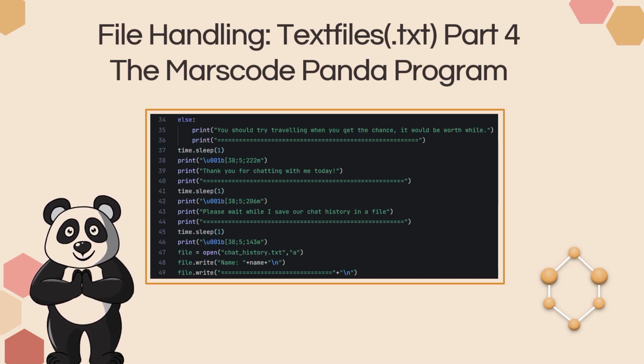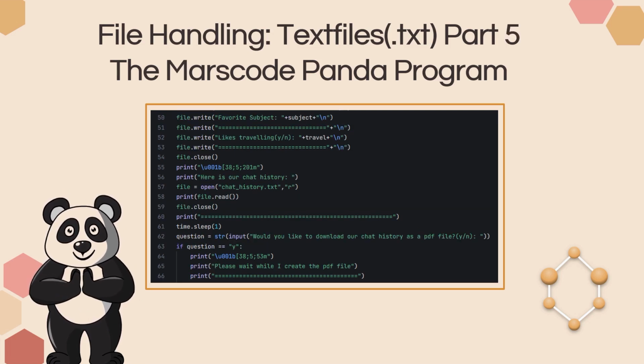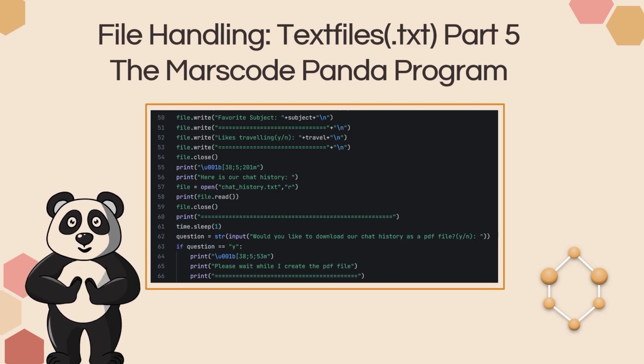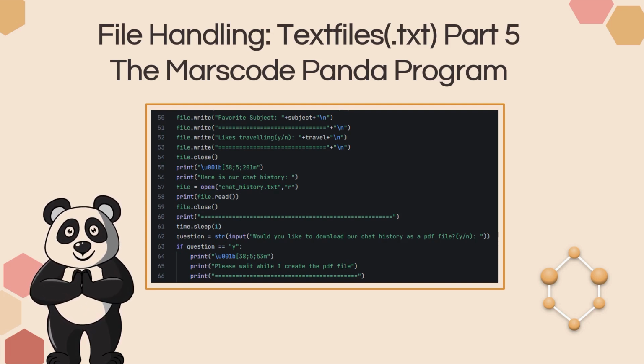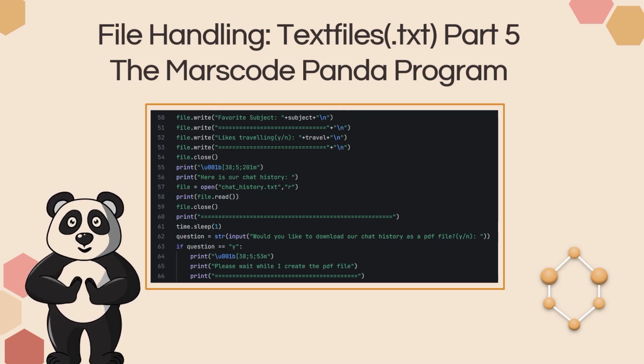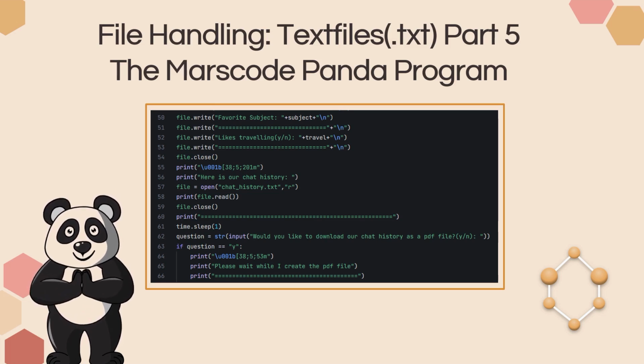After 1 second, you notice that on line 47, we're opening this text file called chat history, and we're passing the A command. Remember, what that does is append data into the file. On line 48, we're writing the data to the file, starting by writing the name of the user. And then afterwards, we're writing the favorite subject. So basically all the responses that we've gotten from the user in this code, we're writing to the text file. So favorite subject will write the subject they chose.